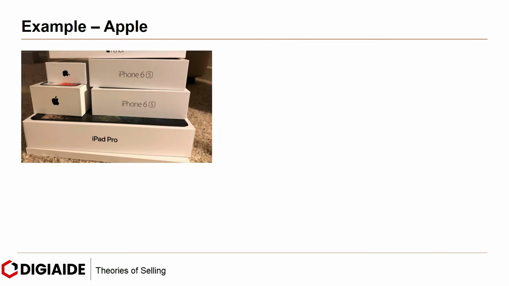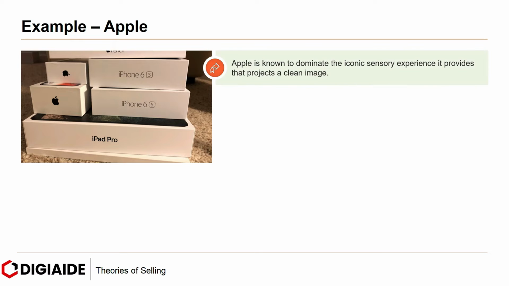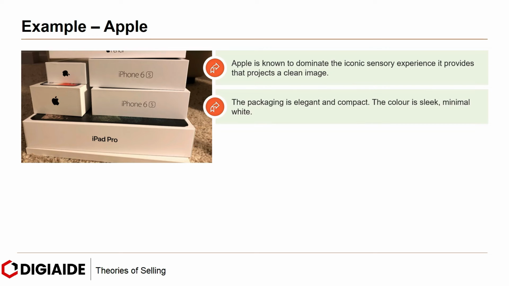The example of a brand with an amazing stimulus response theory is Apple. Apple is known to dominate the iconic sensory experience it provides that projects a clean image to customers inside the store. The packaging is elegant and compact, and the color is sleek, minimal white. The design is simple and speaks more loudly in the world of clutter. So this is more like pushing the superiority of the product to the customer.